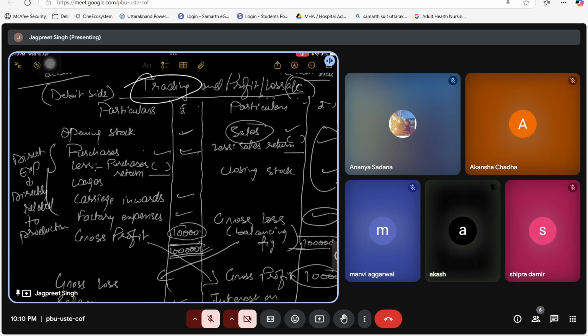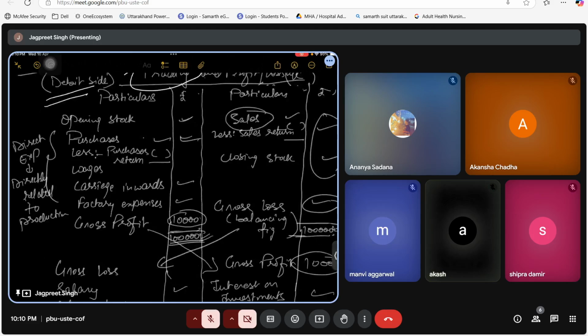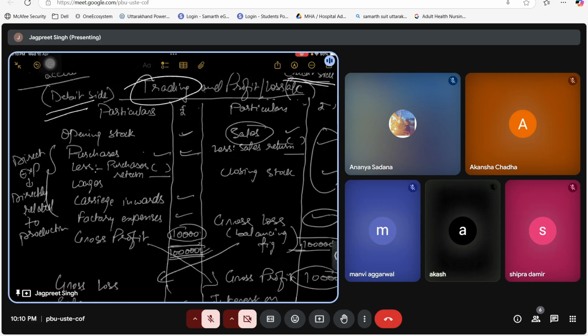Trading account has all the expenses on the left hand side, and left hand side, in any ledger account, is the debit side and right hand side is the credit side. And according to the accounting rules, in debit side we record all the expenses and losses. So in this account we are recording only direct expenses.